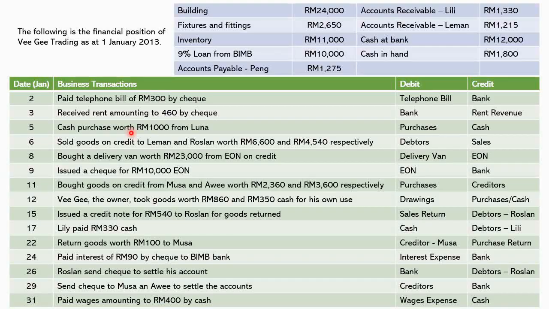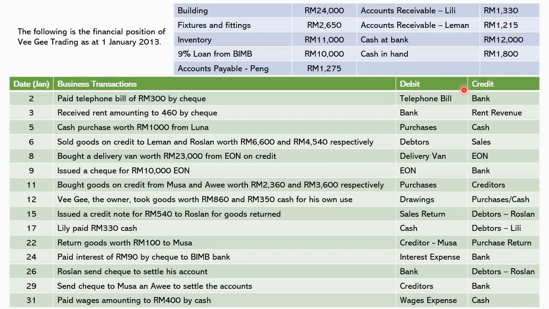And then next one is cash purchase. So cash purchase worth 1,000 for Luna. So debit purchases, expense kita bertambah. So debit purchase, credit cash sebab tunai semakin berkurang. Sebab kita ada buat belian secara tunai.